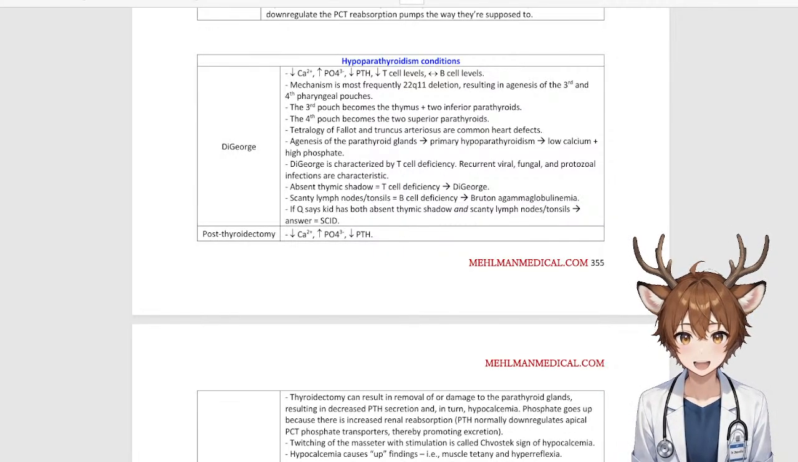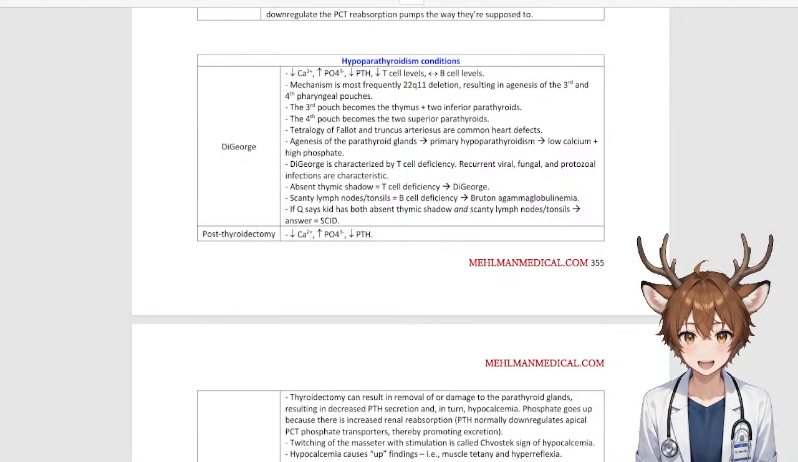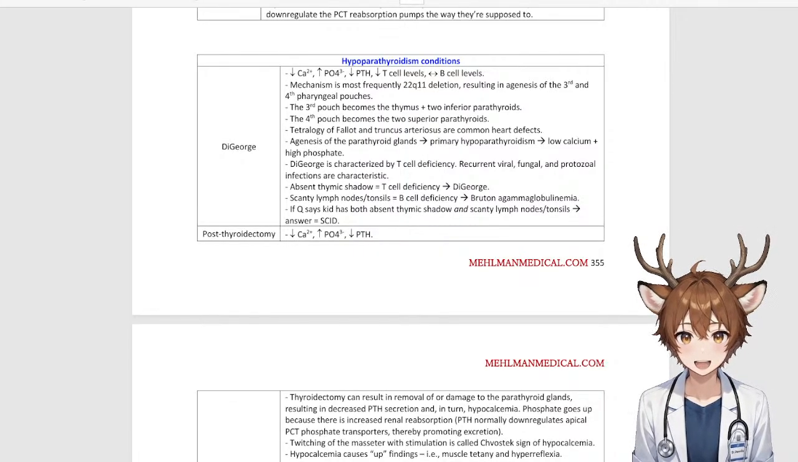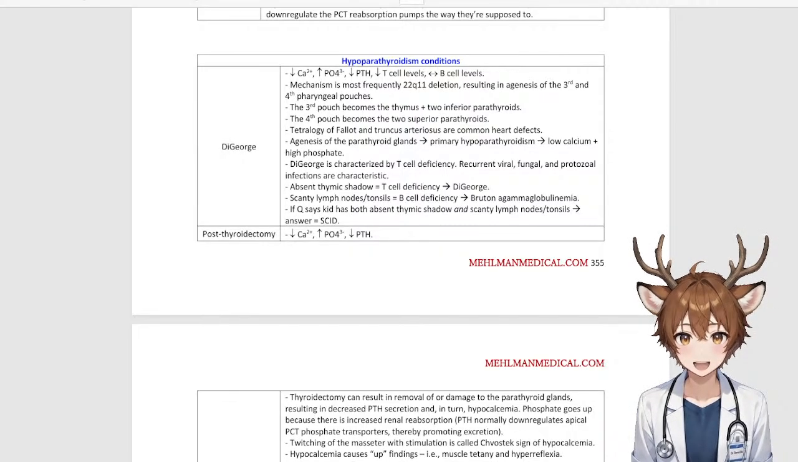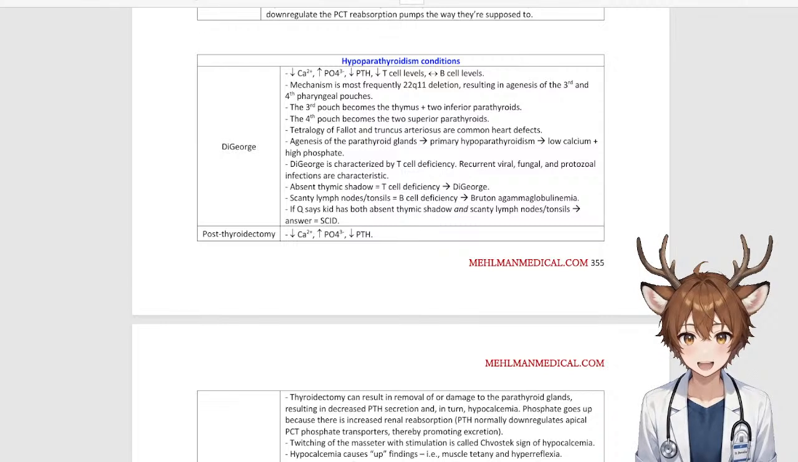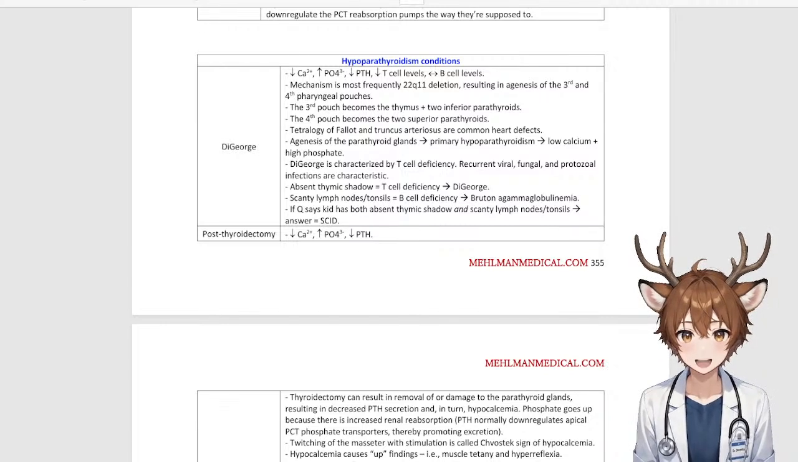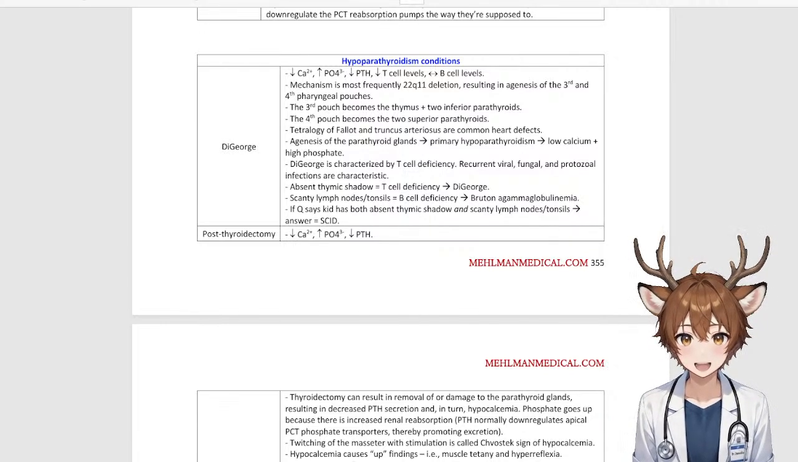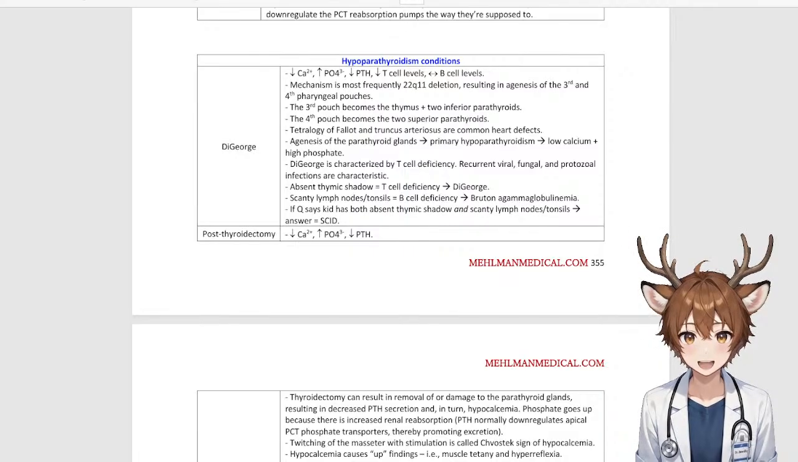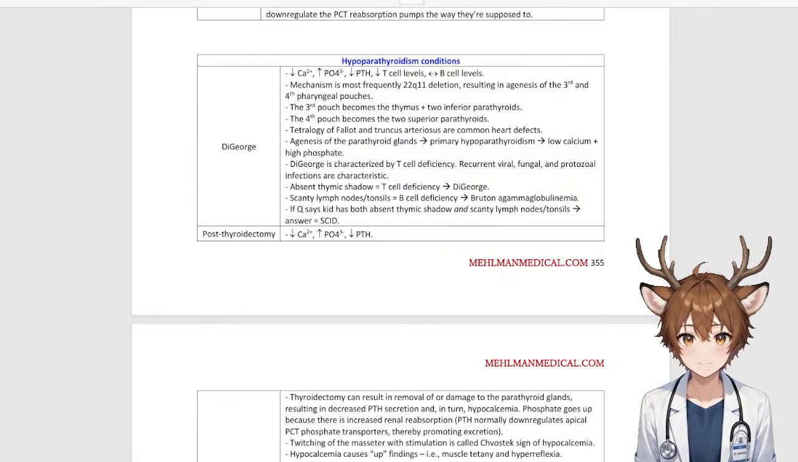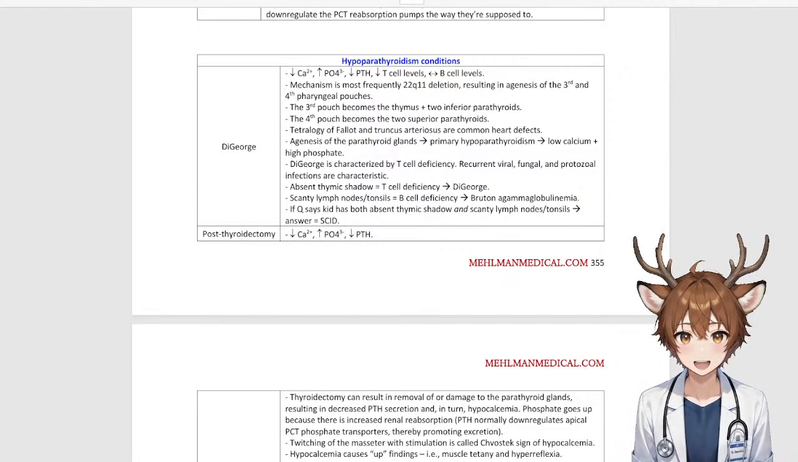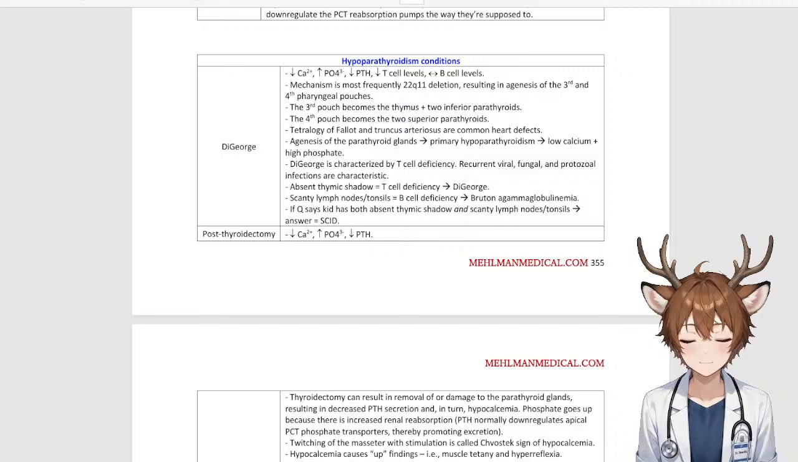Agenesis of the parathyroid glands leads to a primary hypoparathyroidism, causing low calcium plus high phosphate. DiGeorge is characterized by a T cell deficiency. Recurrent viral, fungal, and protozoal infections are characteristic. Absent thymic shadow means a T cell deficiency, which means DiGeorge. Scanty lymph nodes/tonsils equals B cell deficiency, Bruton agammaglobulinemia. If a question says a kid has both absent thymic shadow and scanty lymph nodes/tonsils, that means the answer should be SCID.